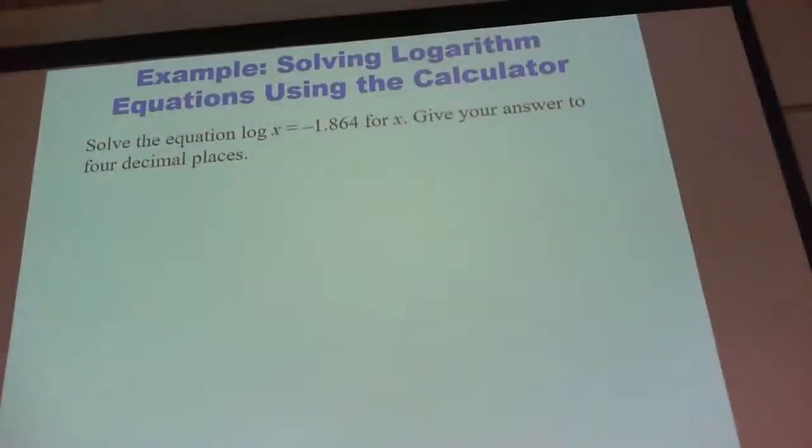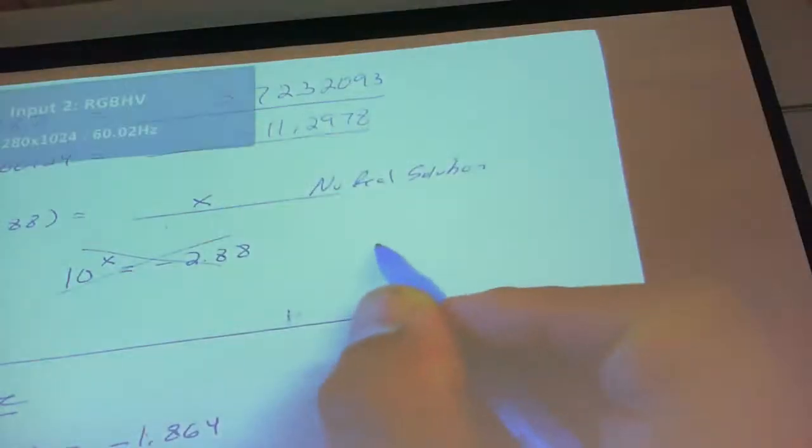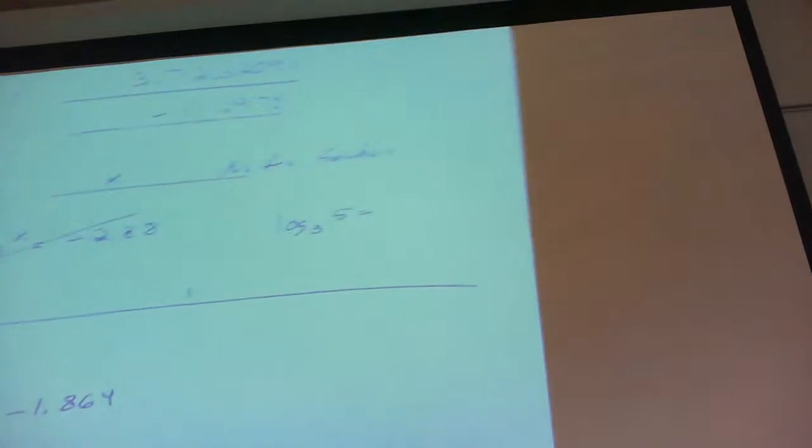So let's say I wanted you to solve log x equals negative 1.864. Question? We'll talk about that in a little bit. Well, actually, let's take care of that now. His question was, what if I had a different base, like log base 3 of 5? Okay, let's take care of that now.